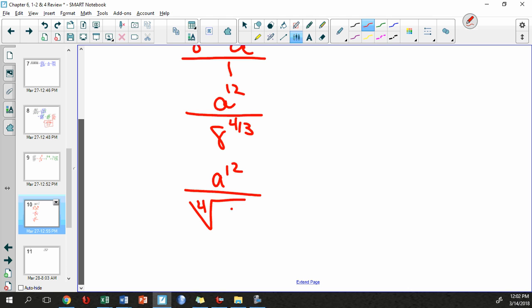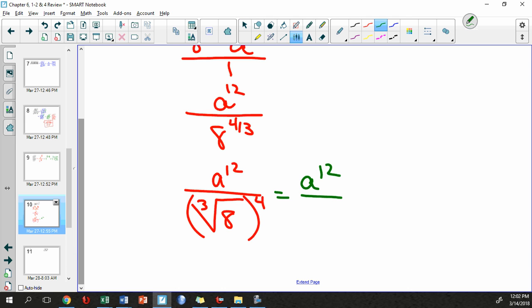Fourth root of, no, third root of 8. And notice how I'm going to do the power second. Because taking a power, raising something to a power makes the number larger. Taking the root makes the number smaller. So what number multiplied by itself 3 times is 8? What number is it? 2 times 2 is 4, times 2 is 8, times 2 is 16.